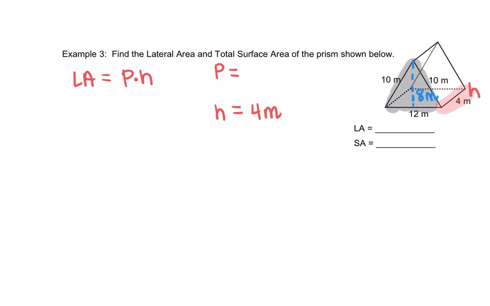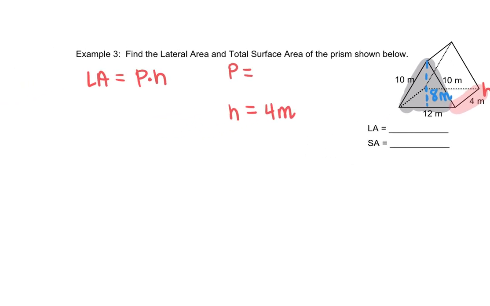Okay. Now, my lateral area. Oh, there we go. So my lateral area equals P multiplied by your H. I'm leaving blanks so I can write down what I do know. I know that H is 4, so I plug it in. P is what I'm looking for, the perimeter of your triangle, because your base is your triangle.